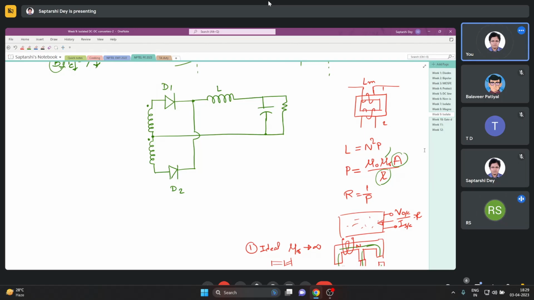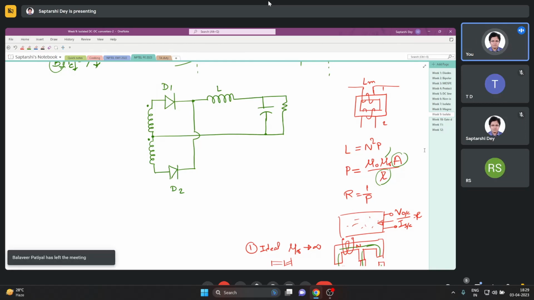So if we want to make this Lm high, the dimensions A and L have to be changed: A has to be increased and L has to be decreased. If you want to make Lm high, you can also increase the number of turns. These are two methods to increase the permeance: use thicker and larger cores, and you'll get more and more inductance.